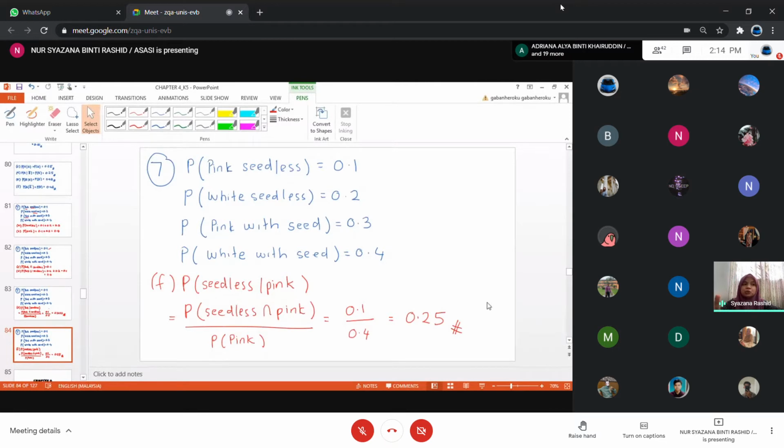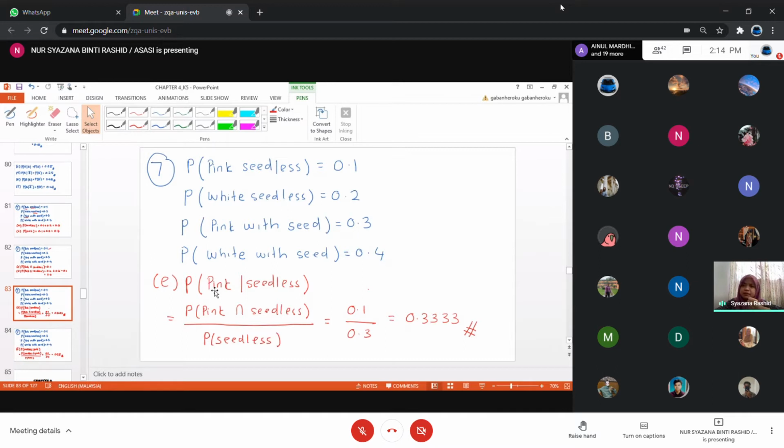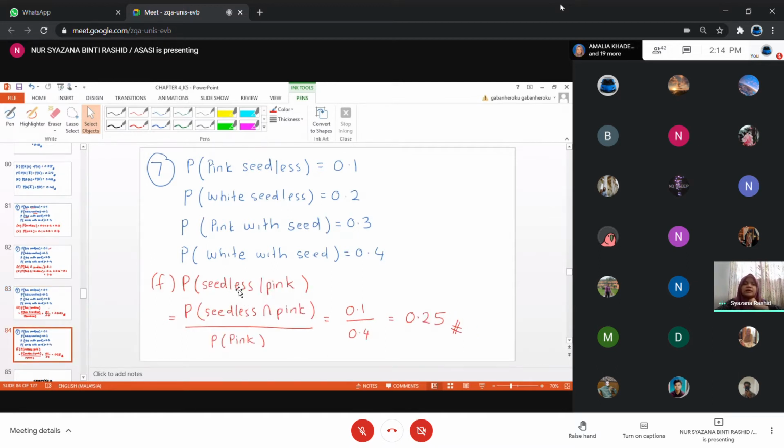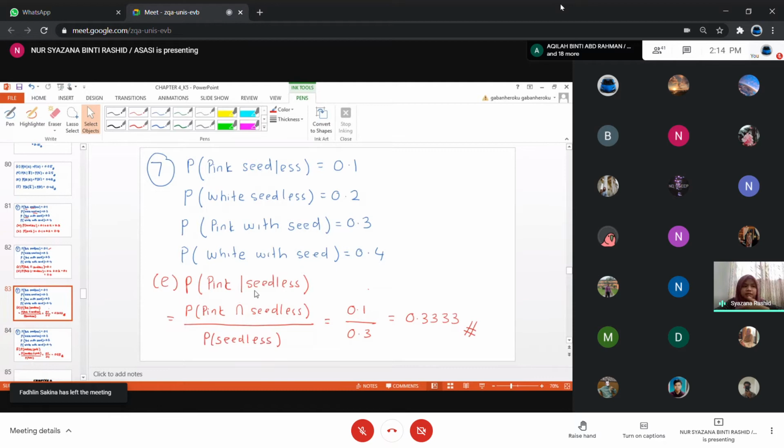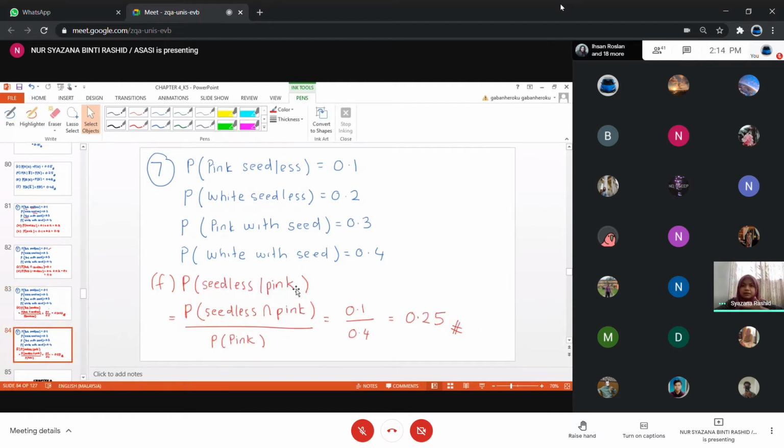Make sure you confirmkan dulu mana satu yang kat depan. What is the question? Probability of seedless or probability of pink? Macam ini tadi dia nak probability of pink. Itu yang dia nak. Kalau ini dia nak probability of seedless. Yang belakang ni dia bergantung, depend on siapa. Ini kan dia depend on seedless. Yang ni dia depend on pink.